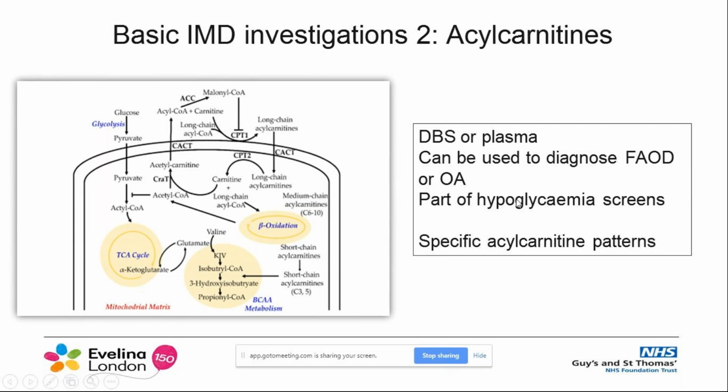So we can look at specific acylcarnitine patterns to diagnose fat oxidation defects, and we can also diagnose organic acidemias, because the organic acids conjugate with carnitines, and we can again see a specific pattern. And acylcarnitines tend to be part of a hypoglycemia screen, but they don't always need to be done at the time of hypoglycemia, because again, if we're looking for a fat oxidation defect, the abnormalities will be there regardless of the hypoglycemia in the majority of the conditions, but not all.